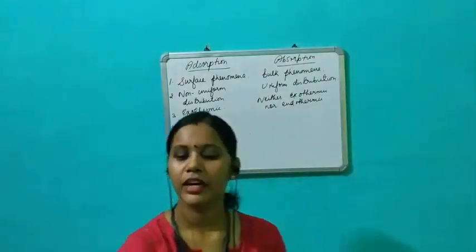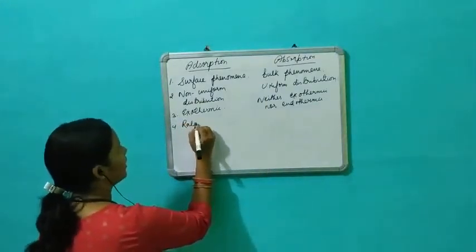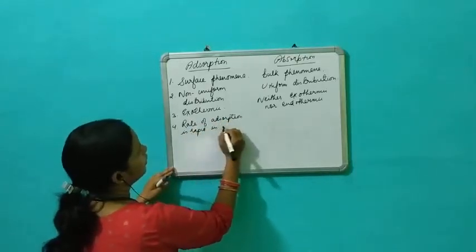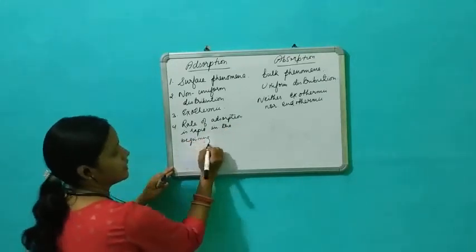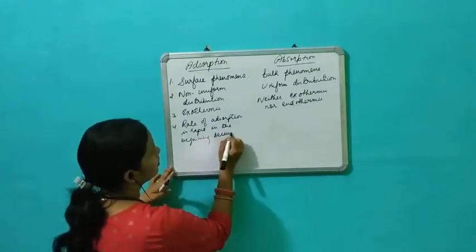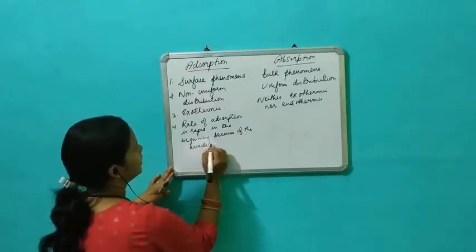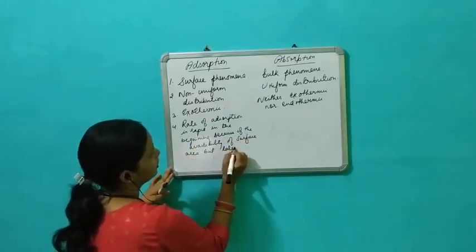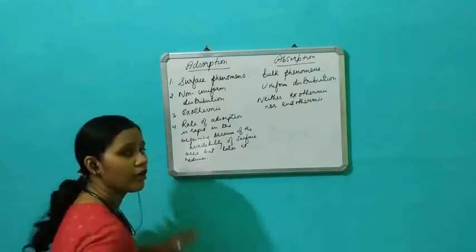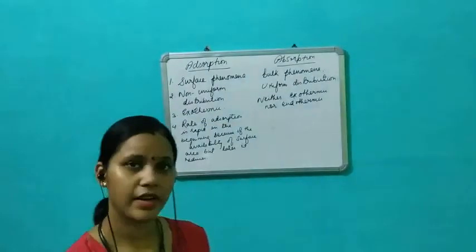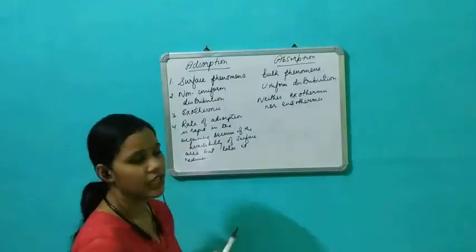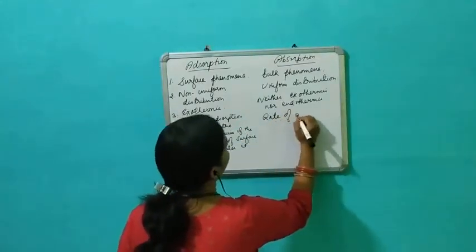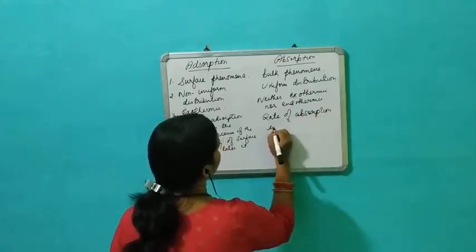Then next, what about the rate of adsorption? Initially, the rate of adsorption is high, is rapid in the beginning. Why? Because of the availability of surface area. But later it reduces because the surface area is taken up. So there is no more surface area left. That is why the rate of adsorption reduces. Whereas the rate of absorption is uniform.